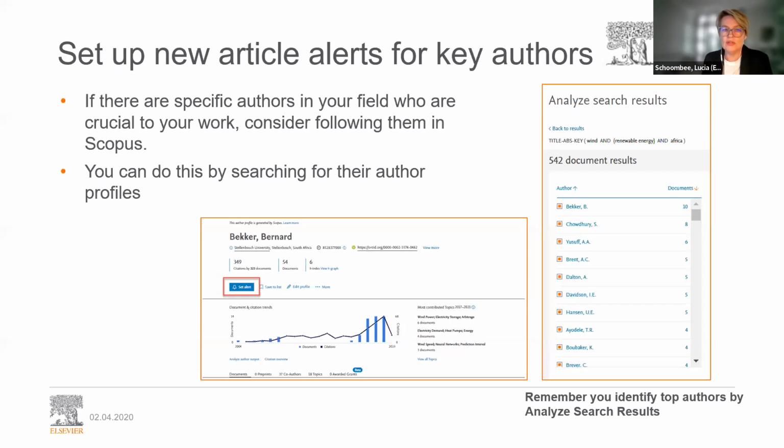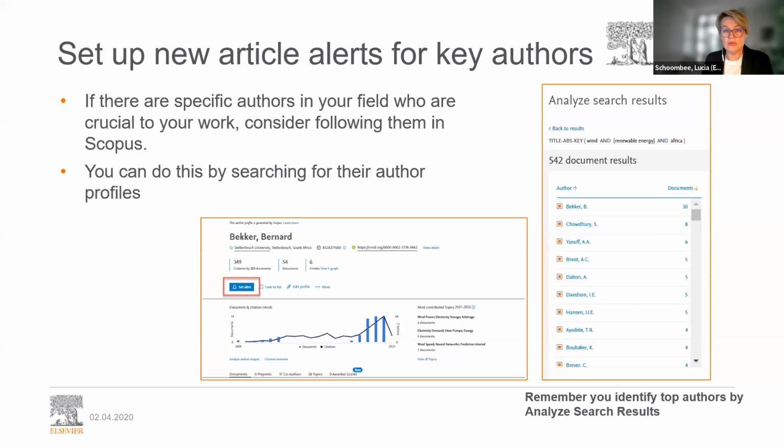I always want to know what this researcher is publishing. So I click on the name of the researcher. It takes me to the author profile, and on the author profile page is an option, set alert. So if you click on set alert, it will automatically allow you to then set up the alert.